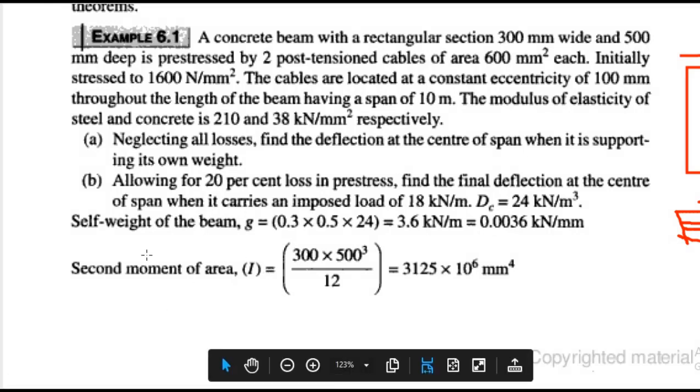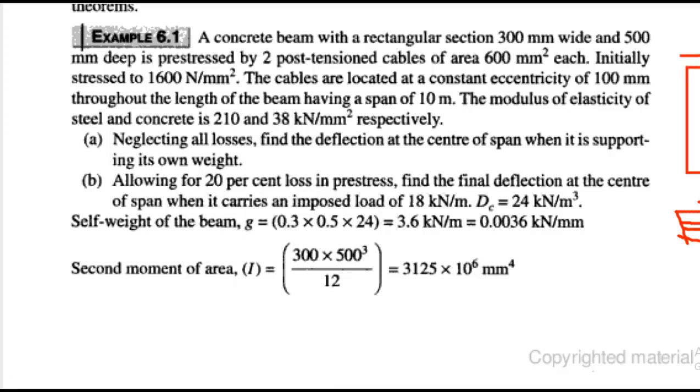And coming to here, self weight of the beam, G. If you consider this is your rectangular beam, for this rectangular beam self weight, we should consider that self weight of the beam G equal to 0.3 into 0.5 into 24. Self weight of the beam equal to 0.3 into 0.5 into 24, which gives 3.60 kilonewton per meter. In terms of kilonewton per mm, we are having 0.0036. This is the self weight or own weight of the beam. How are you calculating self weight of the beam? G equal to width of the section into depth of the section into unit weight of the concrete.